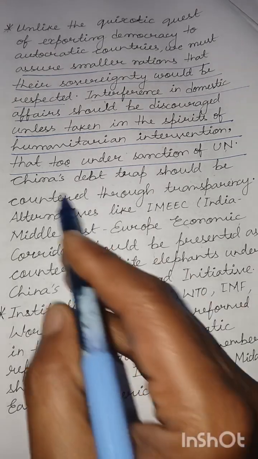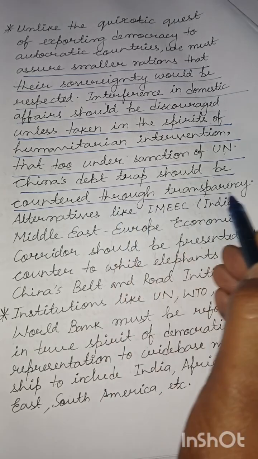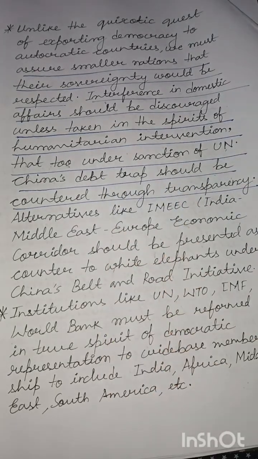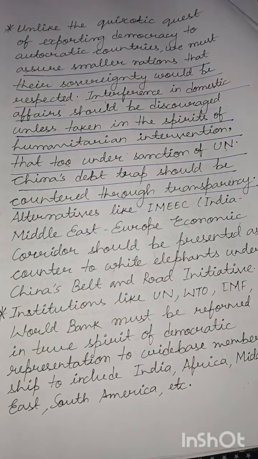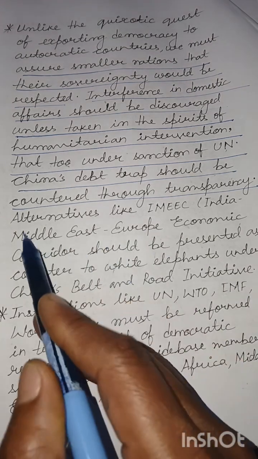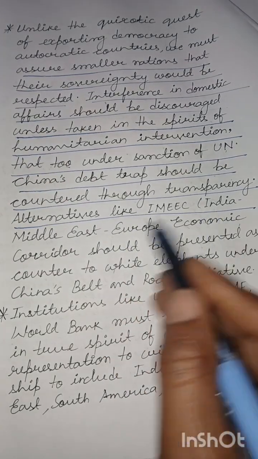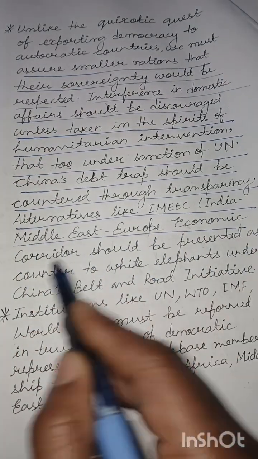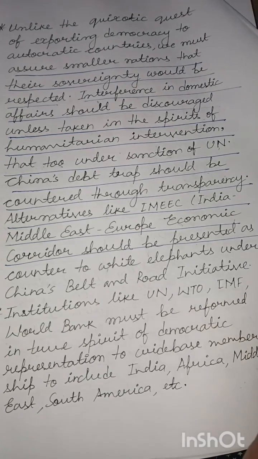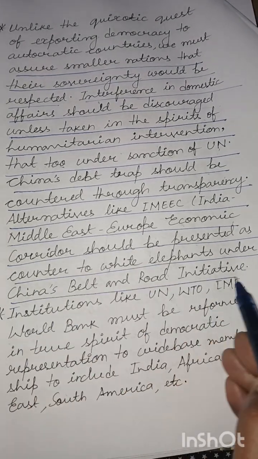We are giving the specific example of China's debt trap, which should be countered through transparency. China has been quite opaque about the financing terms that it offers to its potential allies who join its initiatives like the Belt and Road Initiative. Alternatives like IMEC, that is the India, Middle East, Europe Economic Corridor, should be presented as a counter to white elephants under China's Belt and Road Initiative.